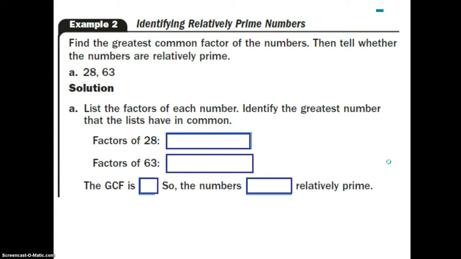Find the greatest common factor of the numbers. Tell whether the numbers are relatively prime. Okay, we can list the factors of each number and identify the greatest number that the lists have in common.